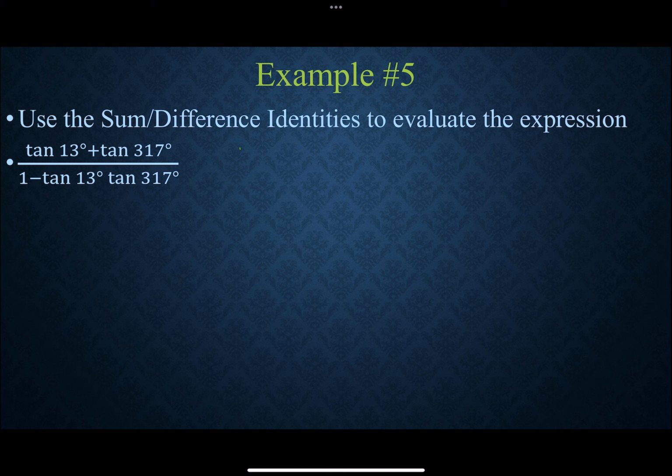Same thing's going to happen here. We have our tangents. We're seeing that we're going to be adding 13 and 317 together because the formula, the top sign, is going to tell you what's happening there. 13 plus 317 is 330. And we need to remember the tangent of 330 is going to be negative root 3 over 3.